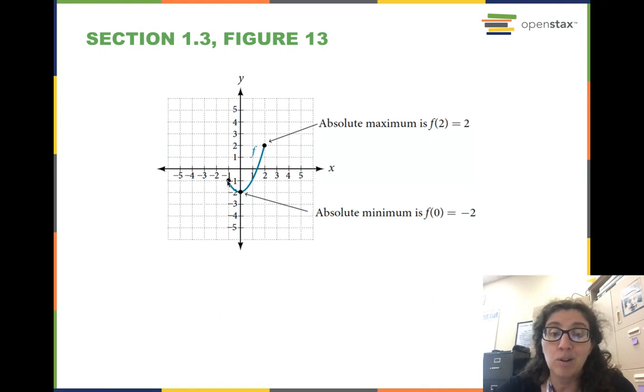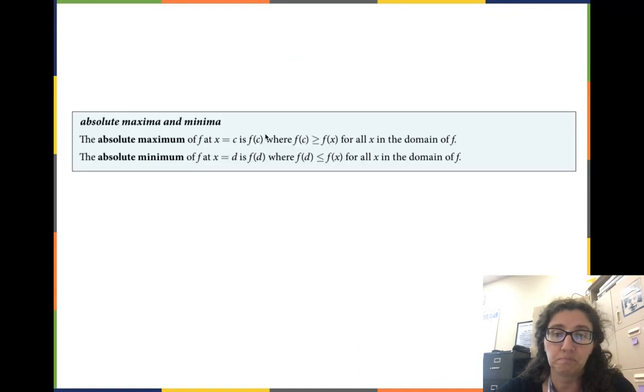How about what is the absolute maximum value of this function? Well, the highest it ever gets on the y-axis is here at 2, and it happens at this point, at (2, 2), right? X is 2, Y is 2. So that's the absolute maximum value.